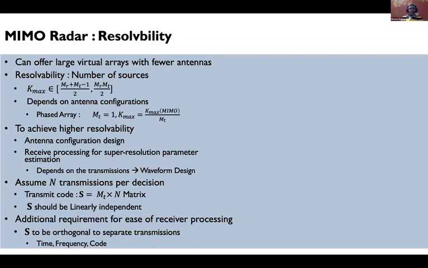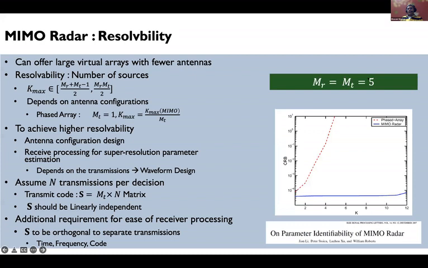To substantiate this, I show here this picture from a paper, which shows the Cramer-Rao bound, which tells the estimation accuracy for DOA estimation, for 5 transmit, 5 receive, when we sweep over a number of sources. It can be seen that with these numbers, the phased array can only resolve about 2 sources, and after 2 sources, the Cramer-Rao bound just becomes unbounded. That means the estimation accuracy is lost, and so essentially you cannot estimate. On the other hand, if I use a MIMO, the estimation accuracy is pretty much valid for a lot of sources.